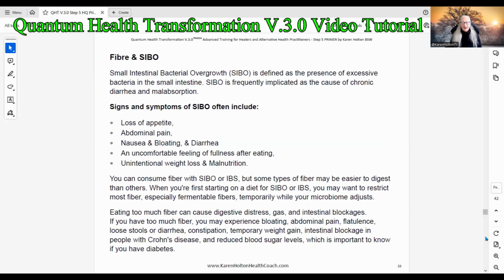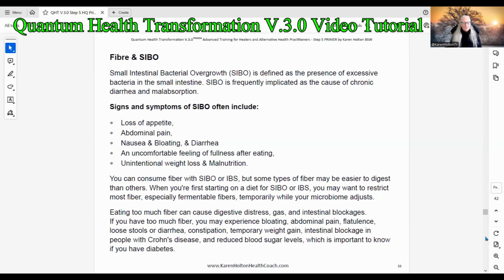Next, I want to talk about fiber and SIBO. Small intestinal bacterial overgrowth, which is what SIBO stands for, is defined as the presence of excessive bacteria in the small intestine. SIBO is frequently implicated as the cause of chronic diarrhea and malabsorption. Signs and symptoms of SIBO often include loss of appetite, abdominal pain, nausea and bloating, diarrhea, an uncomfortable feeling of fullness after eating, and unintentional weight loss and malnutrition.